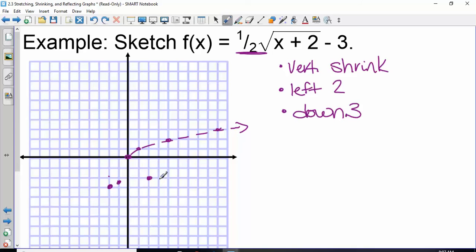Are you guys following me? On the test, is there going to be a graph? Yes, on a test I will put a grid for you.